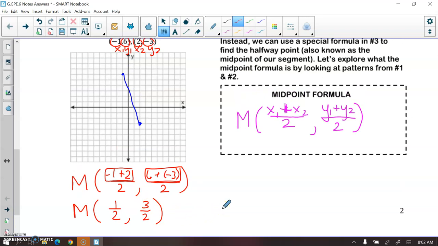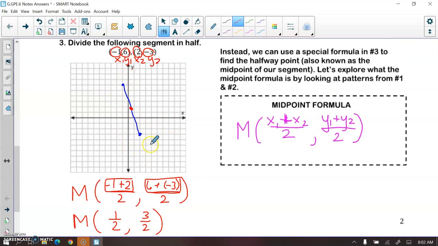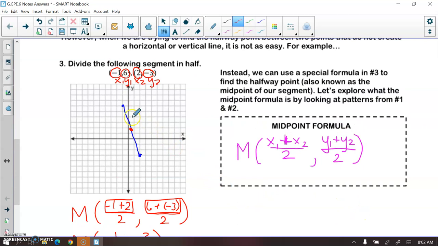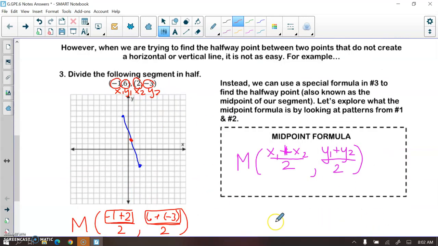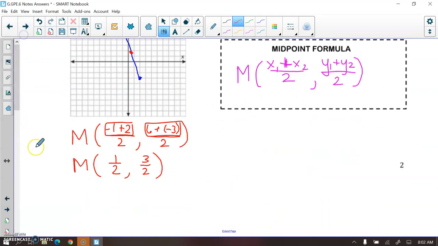So if I were to graph 0.5 and 1.5, that's about here, which actually does look correct, about halfway between the two endpoints. Now there's no way that you would have been able to estimate that point just by looking at your segment and trying to use your counting skills. So we do need this formula for when we are dealing with a segment that may not be a horizontal or vertical line segment. So make sure to know this formula very well.